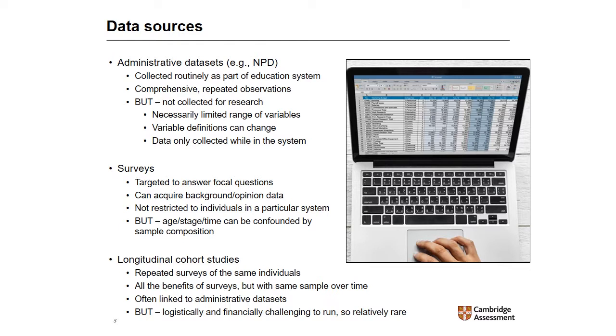An alternative, though, is to carry out a longitudinal cohort study. Now, these are where a cohort of individuals is picked at the start, and they are surveyed repeatedly over time. So what this means is that we get all the benefits of a survey, but we've got the same sample of individuals over time, so we're not going to have this confounding effect. These are huge undertakings, and so they're often linked to administrative data sets too. So not only do we get the benefits of survey data, we can also get some of the benefits of administrative data sets if those links have been made. But because these are such a huge undertaking, they're very logistically and financially challenging to run. So although there are a few of them out there, they're relatively rare.